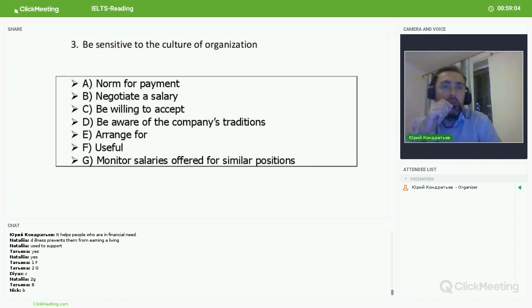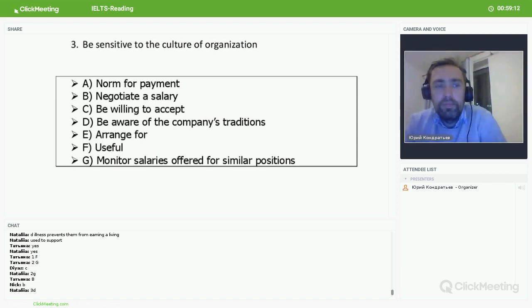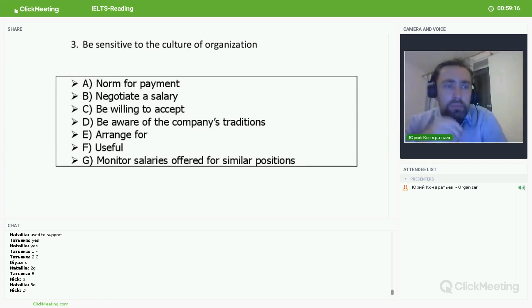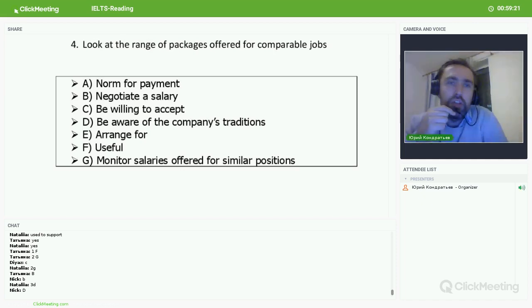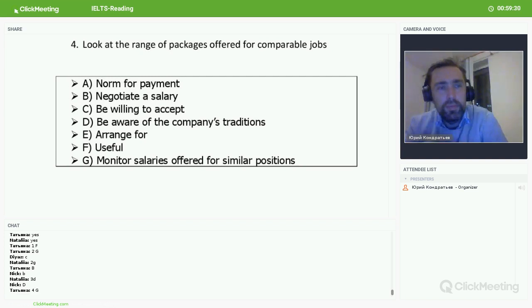Okay. Be sensitive to the culture of organization. So number 3, that's D. Be aware of the company's traditions. Right, absolutely. Look at the range of packages offered for comparables. Number 4, G. Monitor salaries offered for similar positions. That's right, absolutely.